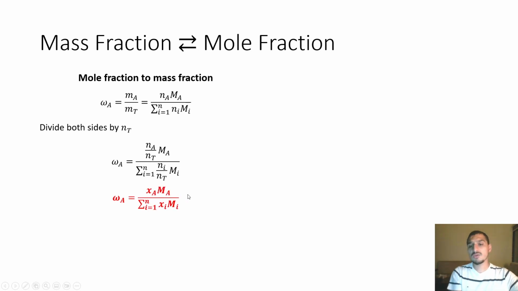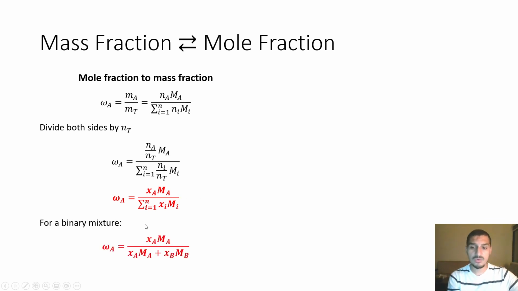So this is how I can get a relation between mass fraction and mole fraction, or get mass fraction as a function of mole fraction. And for a binary mixture, the denominator will just change to be XA MA plus XB MB, which is a very simple and straightforward thing.